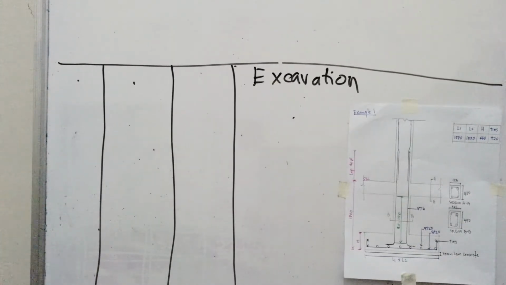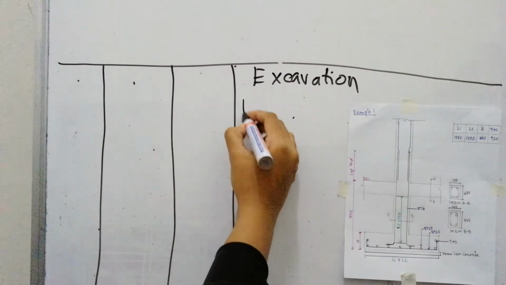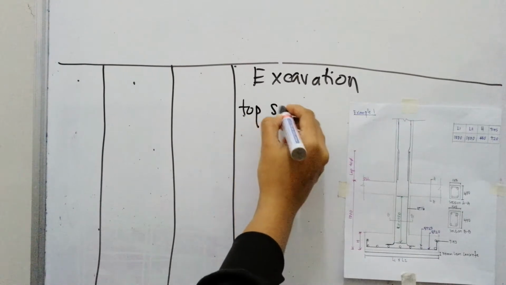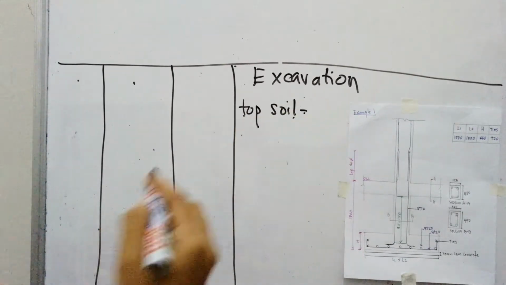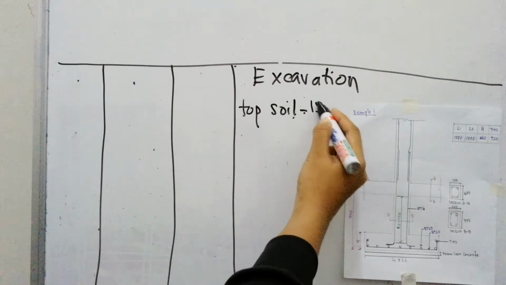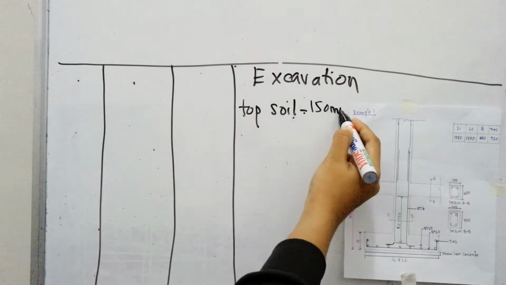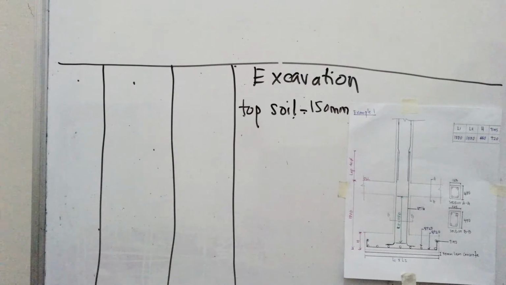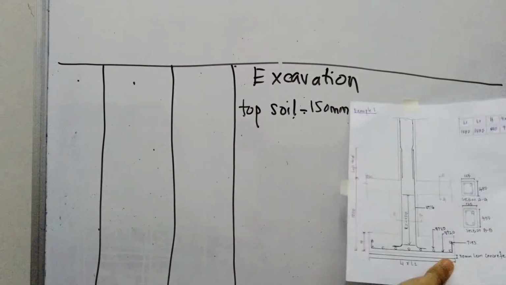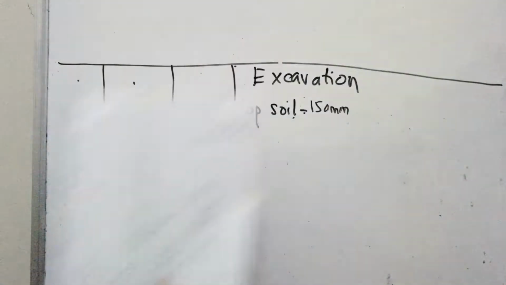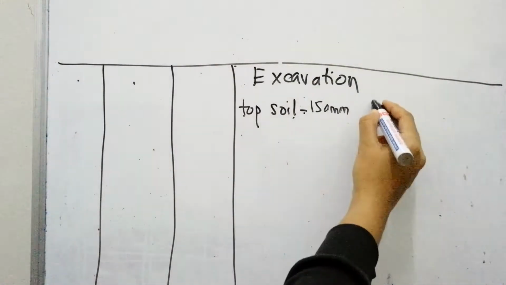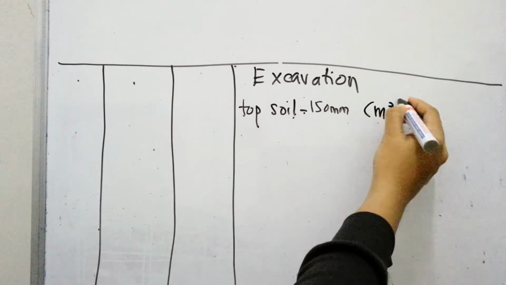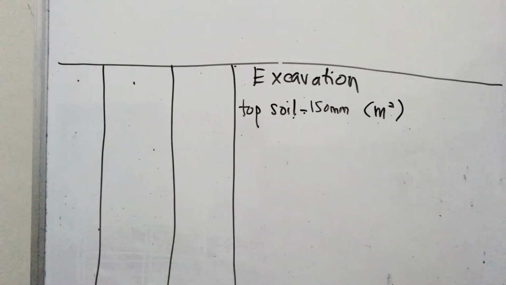Okay, so the first one is you need to remove your topsoil. The thickness of your topsoil is 150 mm. This is standard. Bear in mind, your topsoil will be claimed in unit meter square, which is area.